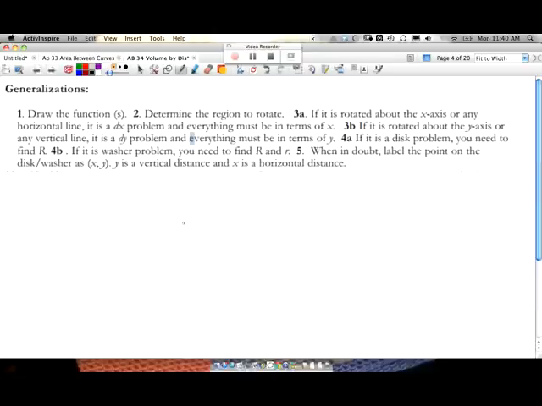Okay, here's kind of a process that we're going to be going through. We really have to watch which way we're rotating around, whether it's going to be a dx or a dy, but I'm going to highlight that as we go. And if it's a disk problem, we just need the capital R, and if it's a washer problem, then we need both the big radius and the little radius. That's a lot of details. So let's look at one of these and see how that plays out.